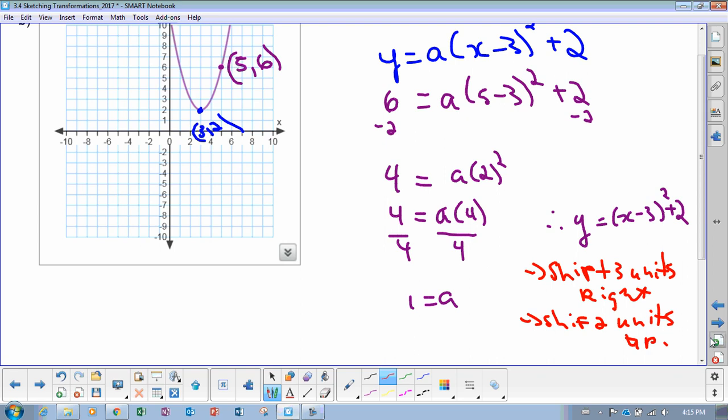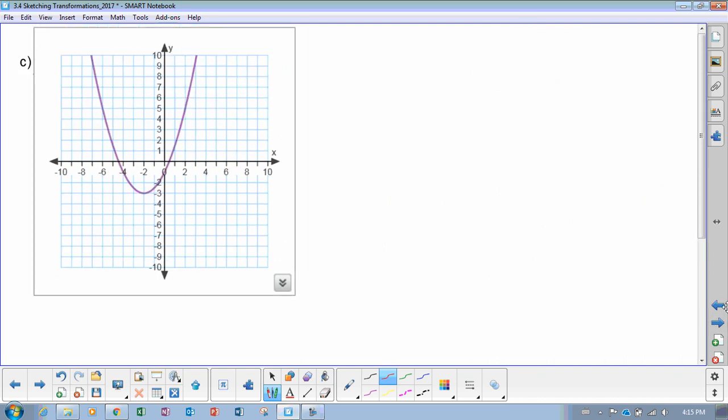Okay, so let's move on to our last example. Now we have this graph. Looking at it, it's on the same grid as the other ones. It definitely looks like there's been a compression happening. So I'm expecting my a to be a value between 0 and 1. I'm not expecting a negative because it's not reflected.